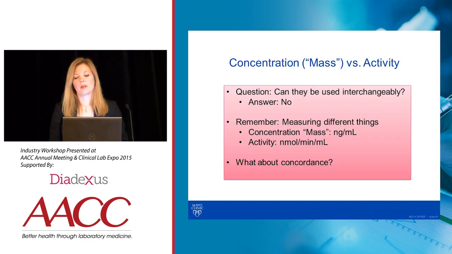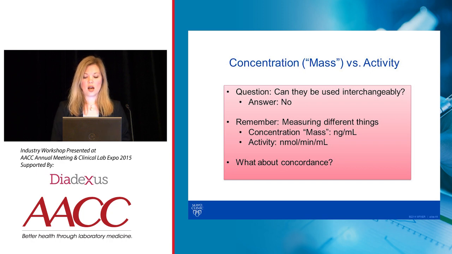So getting to the heart of the talk here, we have the concentration assay and we have the activity assay. The question we can get is, are they interchangeable? Of course, the simple answer is no, because we're measuring two fundamentally different aspects of this protein. We're measuring the concentration, which is reported in nanograms per mil, and the other assay is the activity assay, which measures enzyme activity in nanomoles per minute per mil. So, of course, the numbers you get from one assay to the other are not going to be identical. That's a given and understandable.